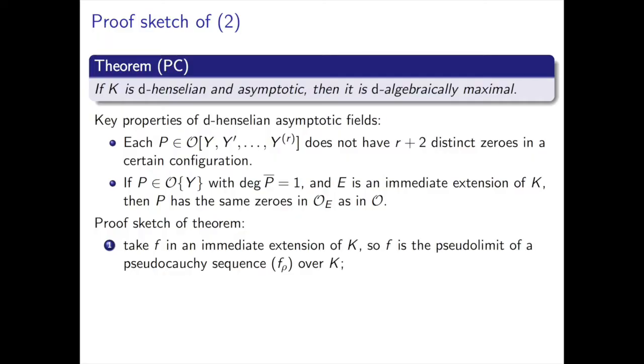Right. So what you want to do is you take some f and some proper immediate extension, I should have said differential-algebraic, proper immediate extension. Then by some general theory about pseudo-Cauchy sequences, it's the pseudo-limit of a pseudo-Cauchy sequence. That's the right notion of Cauchy sequence in a valued field. Basically, it's that picture. If I draw infinitely many more things along that line, they should get closer and closer together.